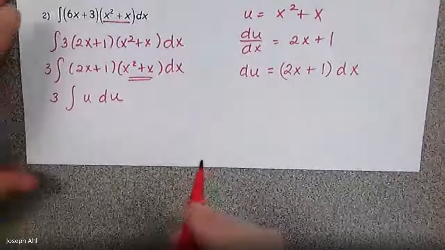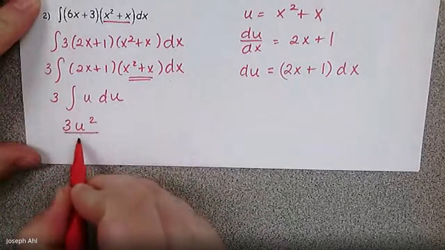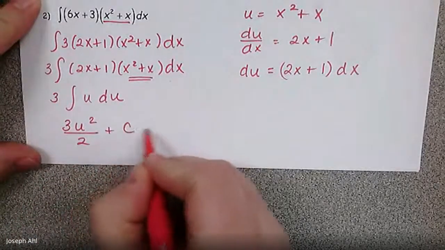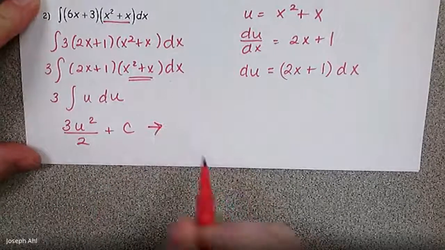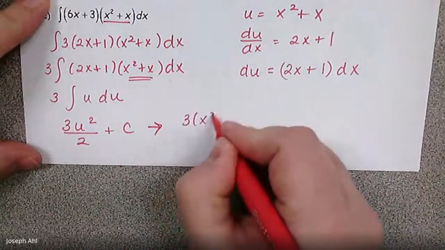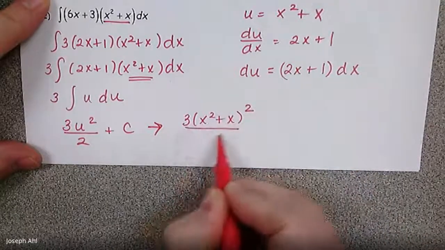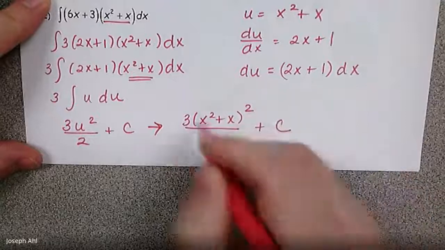All right, and now that I have that, the integral of u is u squared over 2. So it's going to become 3u squared over 2, and I multiply by 3 plus c. And then, of course, replacing u with the quantity x squared plus x, we get 3 times x squared plus x squared over 2 plus c.